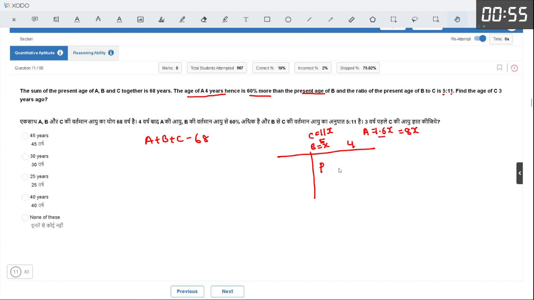See here, what is the present age of a? 8x minus 4. What is the sum? 11x plus 5x, 16x, 16x plus 8x, 24x minus 4 is equal to 68. So 24x is 72, x is equal to 3. x equals 3 means what is the age of c? 33, and 3 years ago means 30, right? It took 1.5 minutes, but we can complete it in less than 1 minute also if you do it fast.